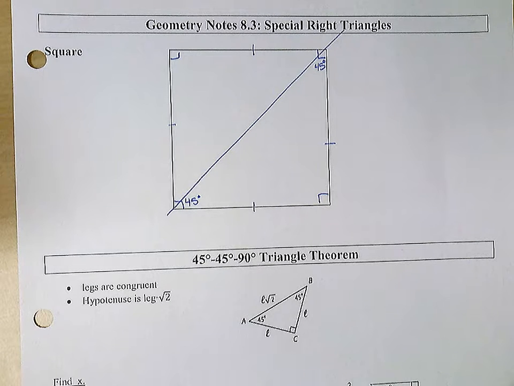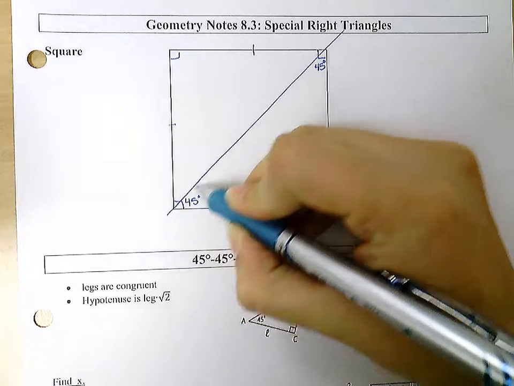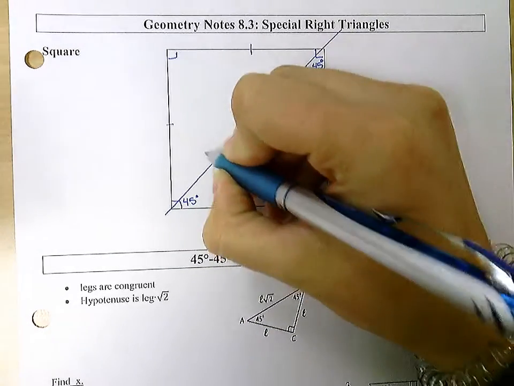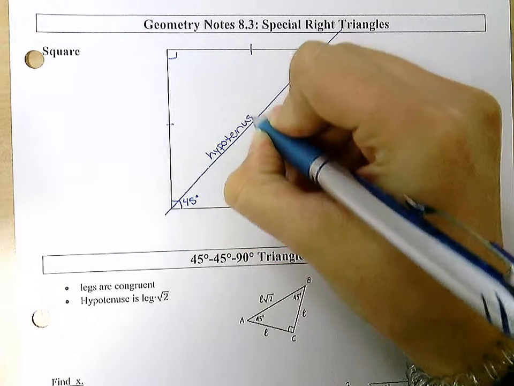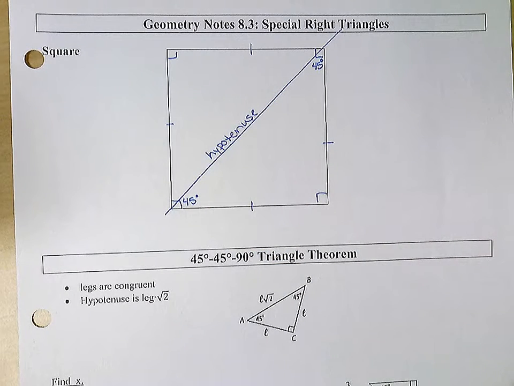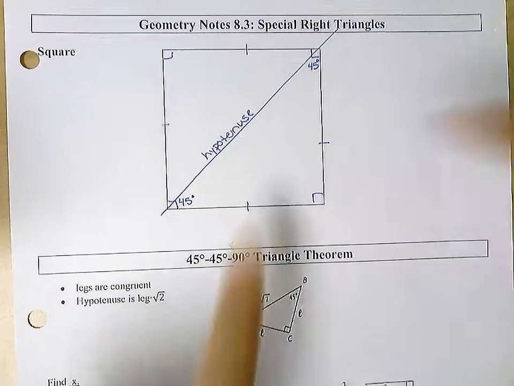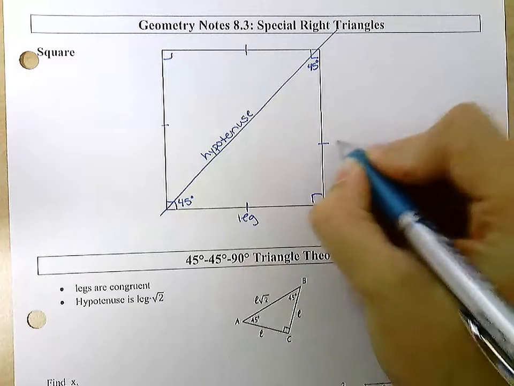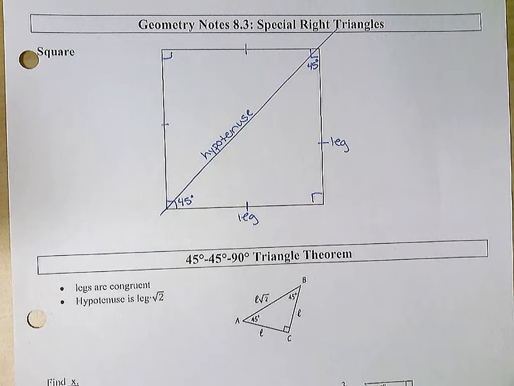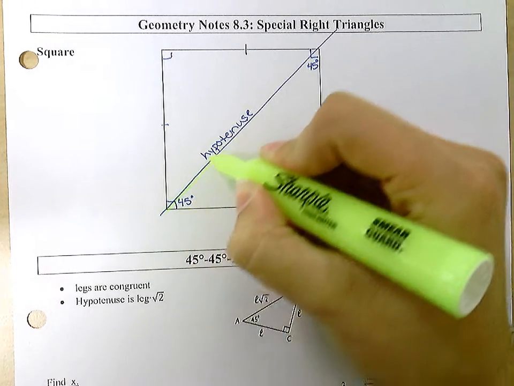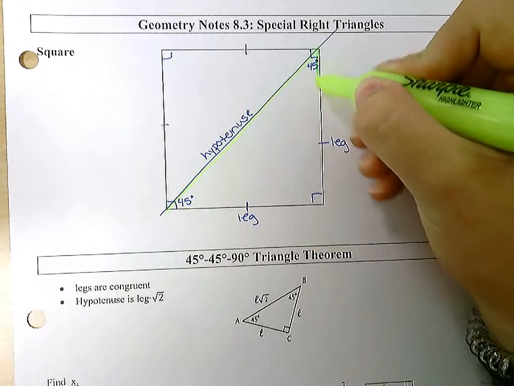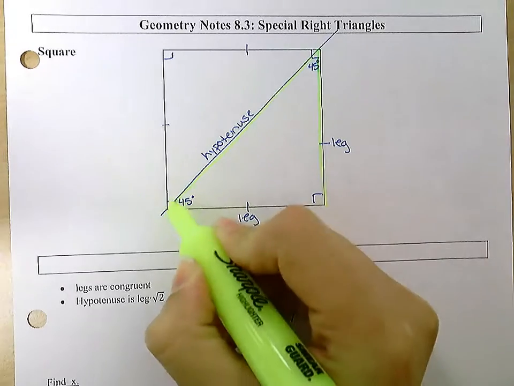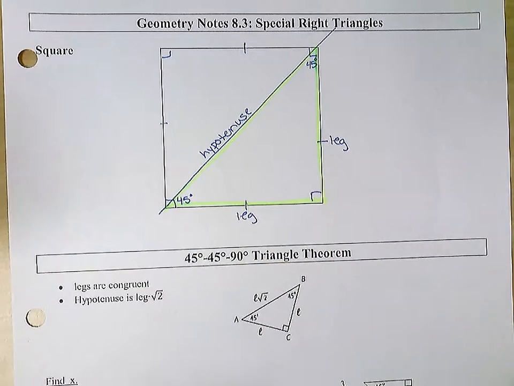Okay, and then I'm just going to label the pieces of my right triangle here. So this side is across from your 90-degree angle. That's your hypotenuse. And the other 2 sides are congruent. Those are your legs. So we are specifically looking at, see if my highlighter shows up, this right triangle right here. So that's the triangle that we are looking at.